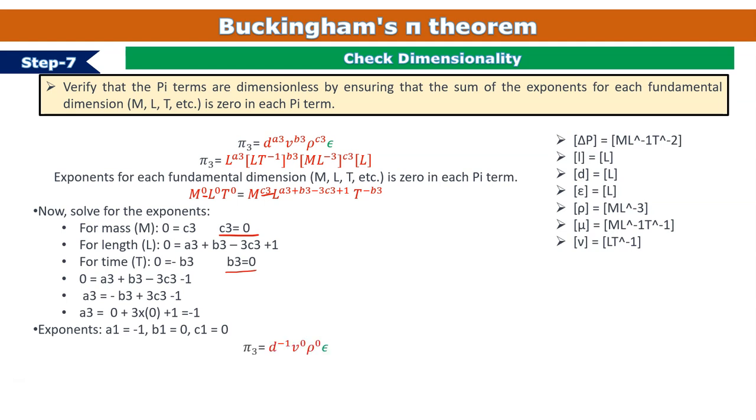So again we can get pi 3 is equal to d to the power minus 1, v to the power 0, and rho to the power 0, times epsilon. So from here we can easily get pi 3 as epsilon by d. So this is another pi term, a dimensionless number.